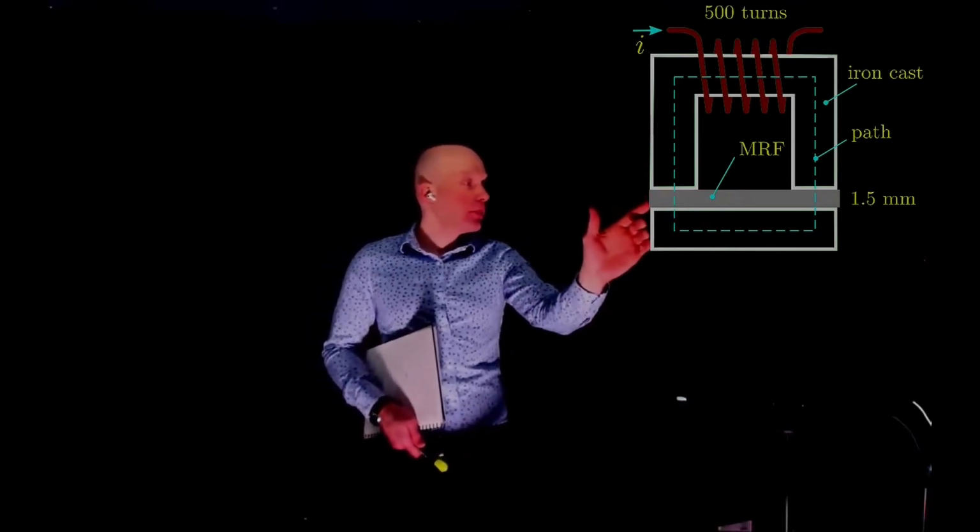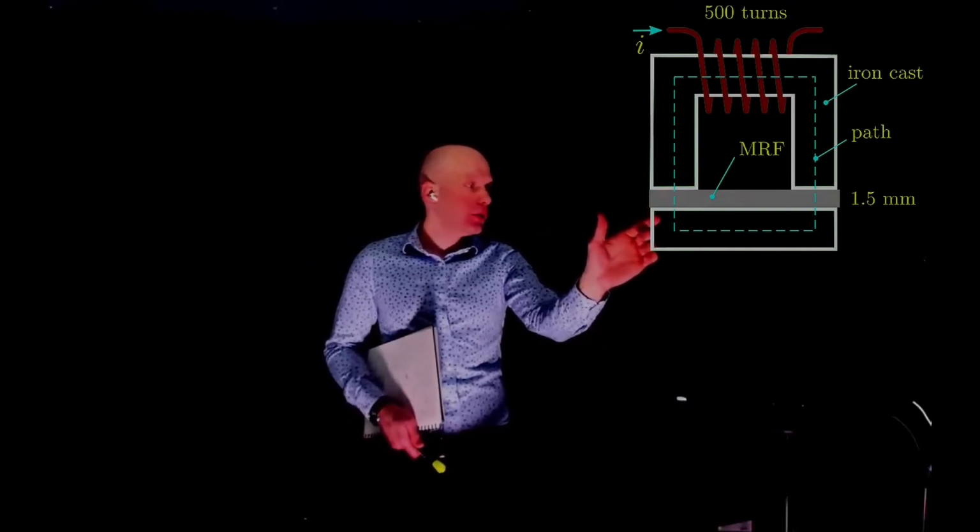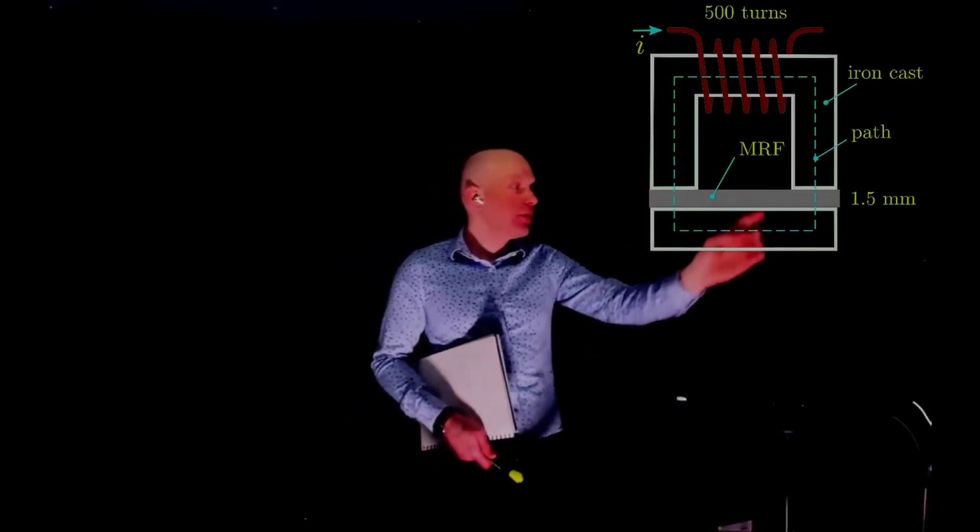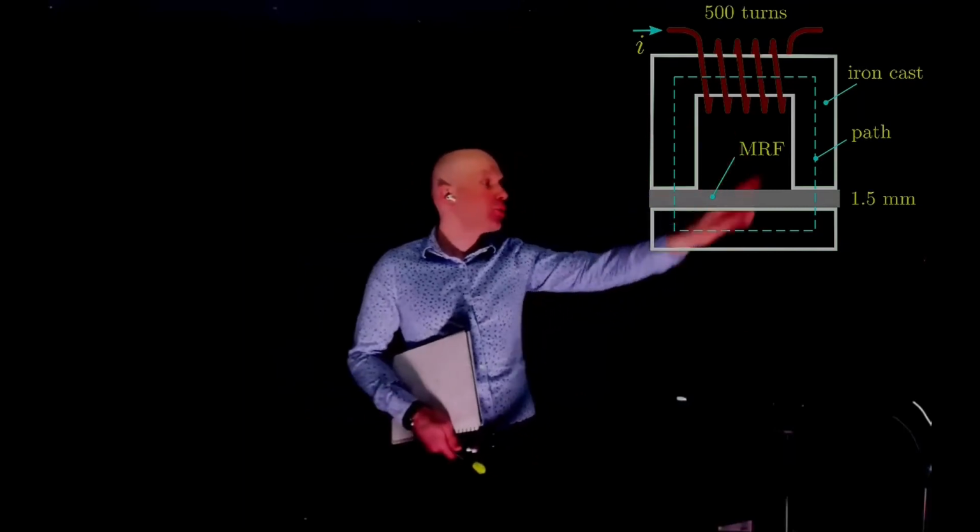So in order to establish 0.8 Tesla here, we need to establish a given magnetic flux. The magnetic flux is the same throughout the entire circuit.